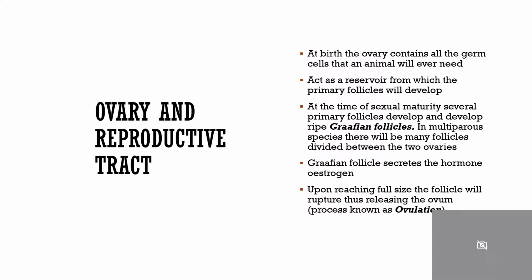In multiparous species, there will be many follicles divided between the two ovaries, and when we use the term multiparous, that means that they can give birth to multiple offspring. The Graafian follicle secretes the hormone estrogen, and upon reaching the full size, the follicle will rupture, thus releasing the ovum or the egg, and this is a process that we know as ovulation.